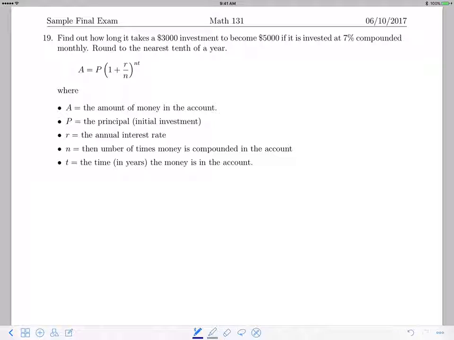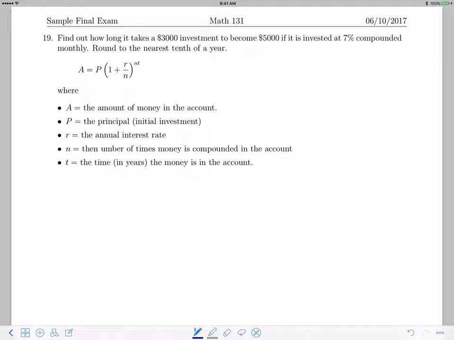Okay, now we have a formula here. A equals P (1 plus r over n) to the power of nt. And we have a description here. A is the amount after some time. P is the principal, that's the initial investment. R is the annual interest rate. N is the number of times the money is compounded per year. And then t is the time measured in years that the money is in the account.